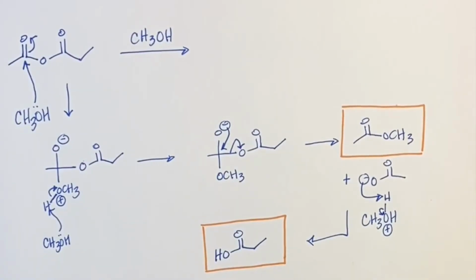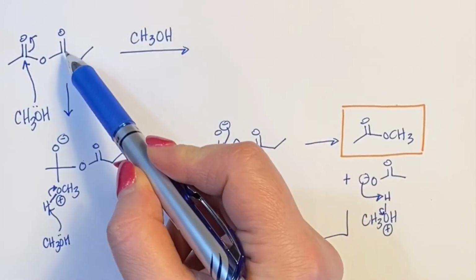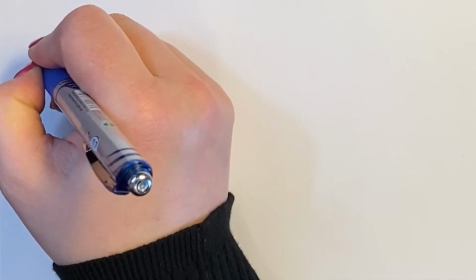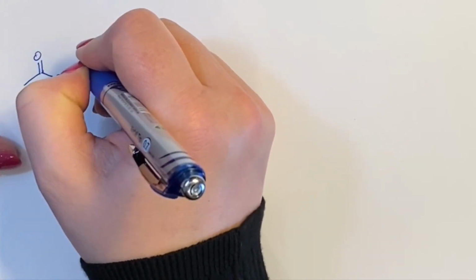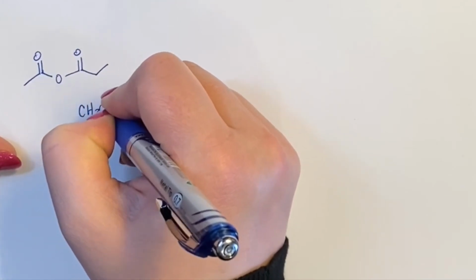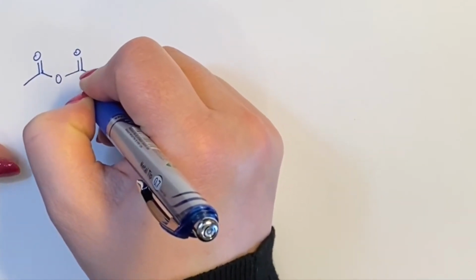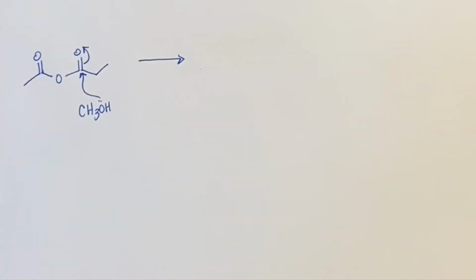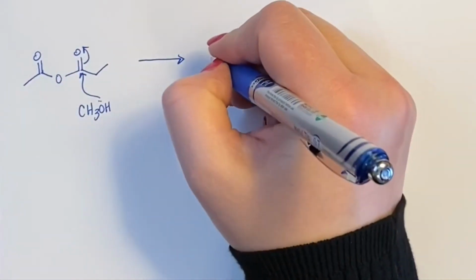Now, because this is a mixed anhydride, we also have a second pathway that can happen. The second pathway that we see in this reaction is where this carbonyl right here now becomes the one that gets attacked. So if we look at that mechanism, methanol attacks that carbonyl, and I'm going to get a tetrahedral intermediate.